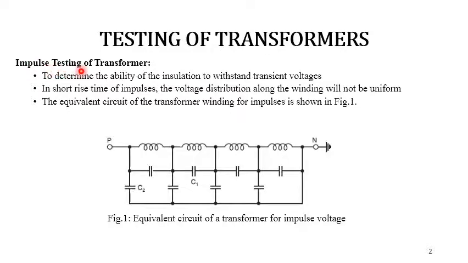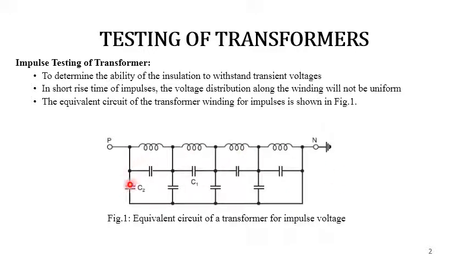Next one is impulse testing of the transformer. The purpose is to determine the ability of the insulation to withstand the transient voltages due to lightning or switching surges, etc. Since the transient or impulse has a short rise time, the voltage distribution along the winding will not be uniform because of the inductance and the shunt and mutual capacitance across the winding of the transformer. Hence, the equivalent circuit of the transformer winding for the impulse is shown here.